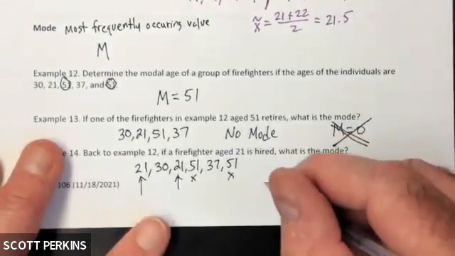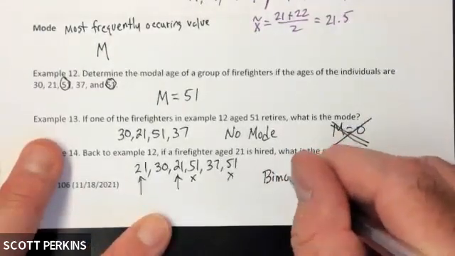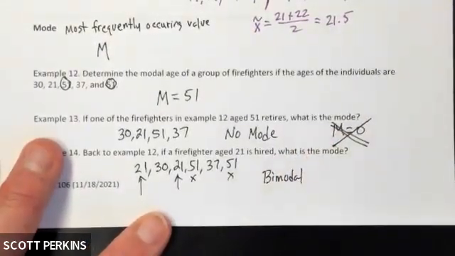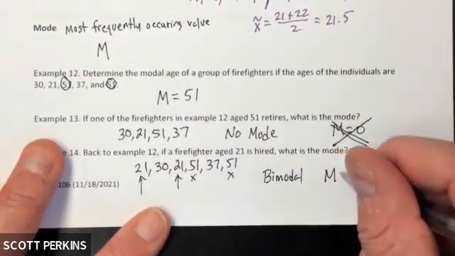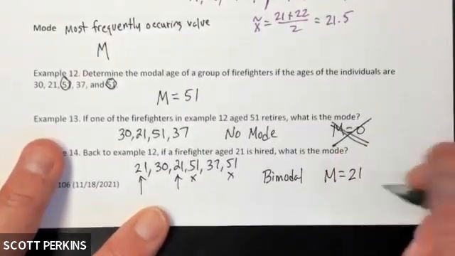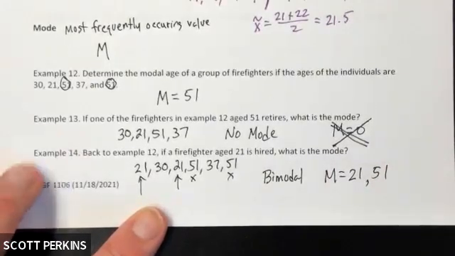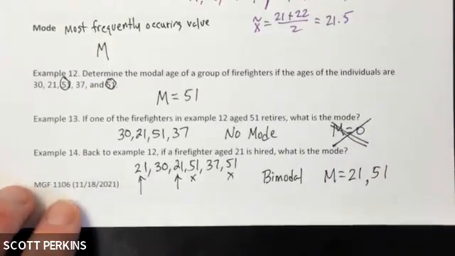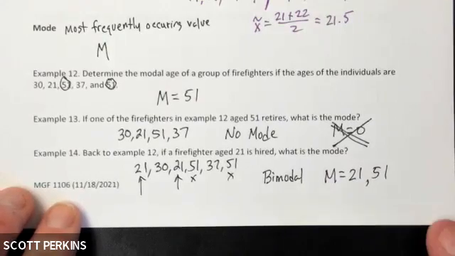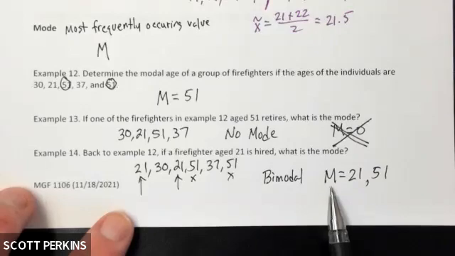What you have here is what's called a bimodal set of data, and the mode is equal to 21, and then I'm going to write a comma, and 51. There's 2 modes to that. You don't have to write bimodal. I'm just writing that for you so you know what it is. What you do have to write is that the mode is equal to, and then you have to give me the 2 values.